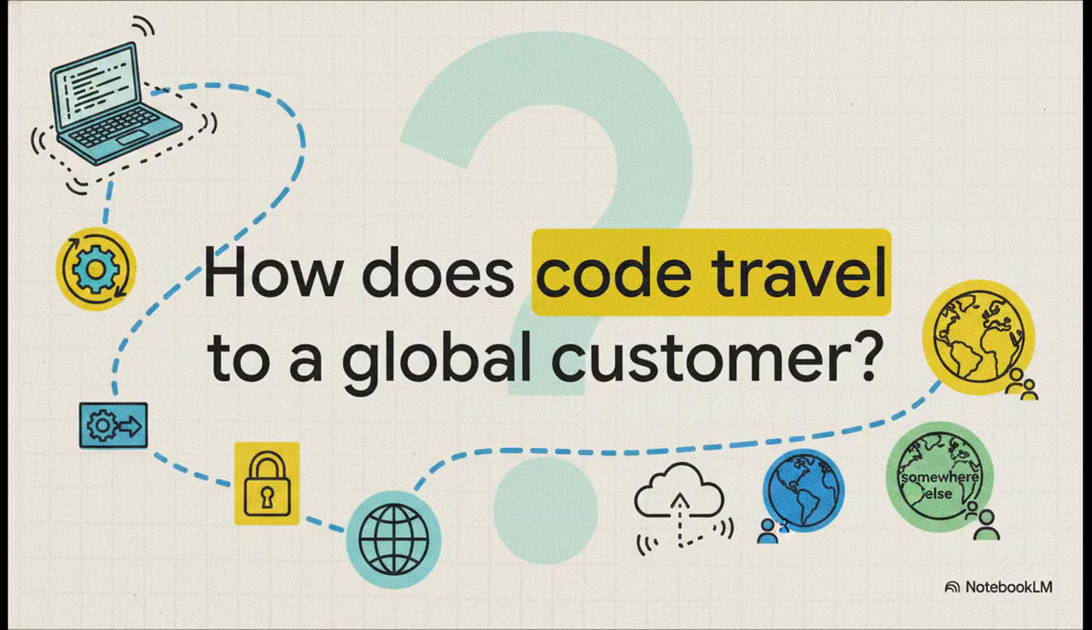So, how exactly does code travel from a laptop to a global customer? Imagine you're an application developer. You've just finished coding a killer new calculator feature on your laptop. But your customer? Well, they're sitting in the USA or Europe or maybe somewhere else entirely. How the heck do you make sure your new code reaches them securely, efficiently, and flawlessly? It's a massive logistical puzzle that literally every single tech company has to solve.